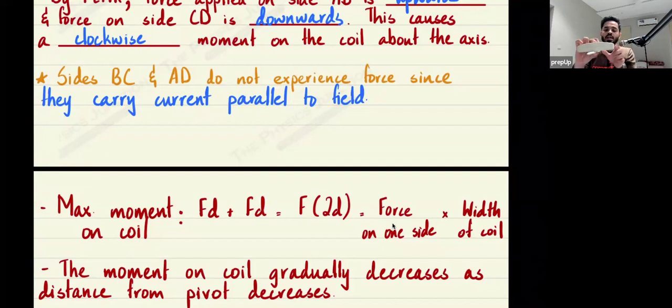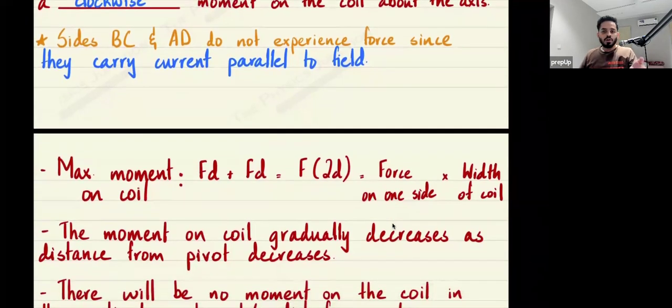On the edges. So as it rotates, it's now not going to have as much of a moment because the distance is decreasing. So initially it's all of this distance, but let's talk about something like this. So now the perpendicular distance is only this much. So because the distance decreases, the moment also decreases.